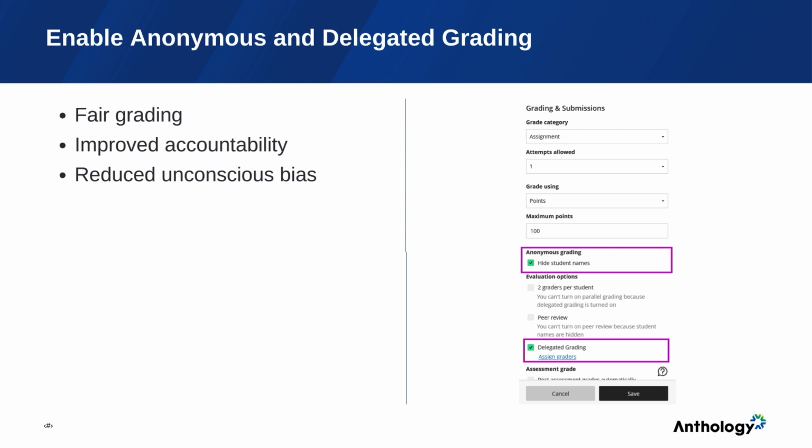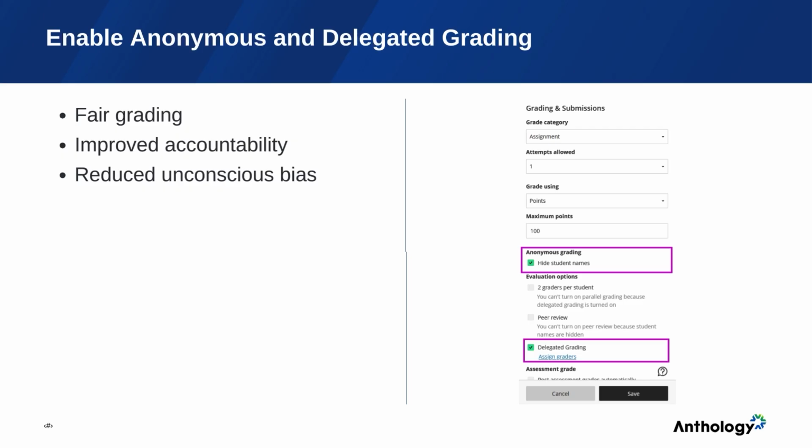Anonymous grading ensures fair grading by reducing the potential for grading bias. The focus shifts from the student to the quality of the work, thus improving accountability. Student names are hidden while you grade, and they're revealed only after you post the grades. To enable this option, select Hide Student Names in the Settings panel of Tests and Assessments.